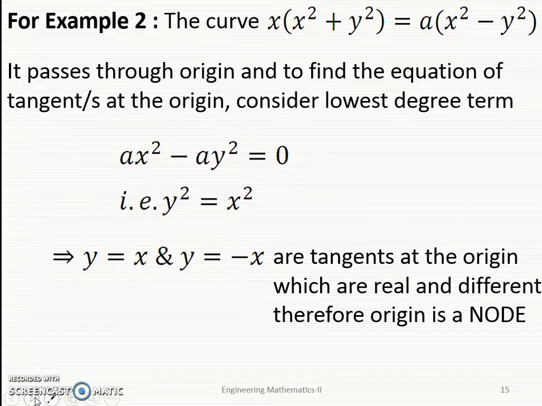Next example, we can see here that the constant term is absent, therefore this curve passes through origin, and the lowest degree term is ax square minus ay square equate to 0. So we found that y square is equal to x square. So y is equal to x and y is equal to minus x. These are the tangents at the origin which are real and different, therefore origin is a node here.